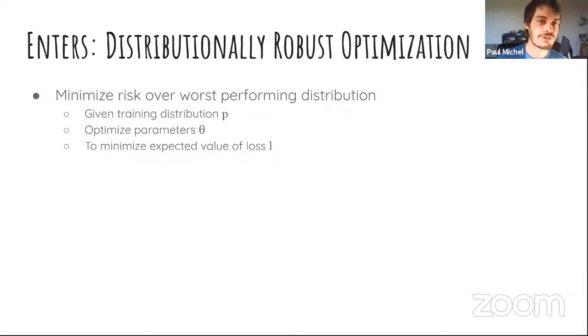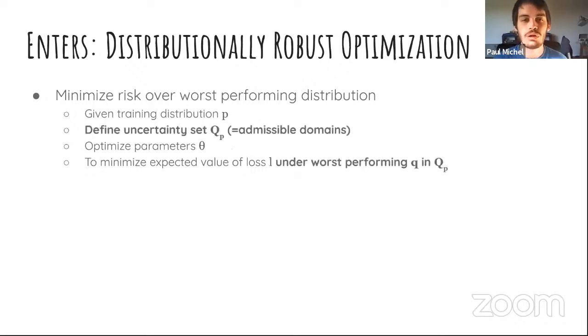Now, distributionally robust optimization is a fairly general framework for addressing this. It takes the ERM procedure and makes the following changes. Instead of optimizing only on one distribution P, we'll define what's called an uncertainty set, which is a set of distributions, possible domains or distributions on which we think our model should perform well.